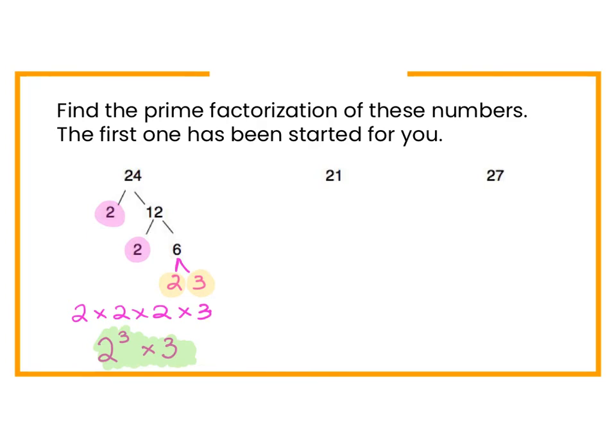Next we have 21. 21 can be broken down into 3 times 7. Both the 3 and the 7 are prime numbers. So there are no more numbers to break down. Next, we'll write out our prime factorization in expanded form. 3 times 7 in order from least to greatest. Since there are no duplicate numbers, there would be no exponential form for this prime factorization.